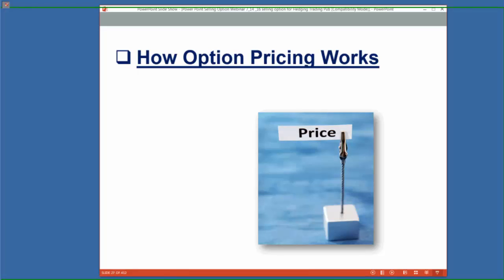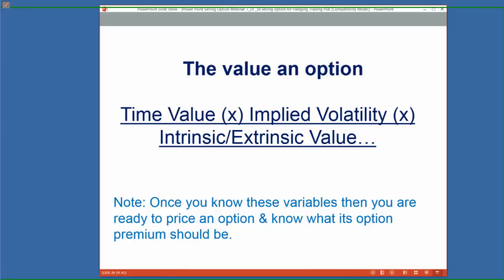that you're going to do using options. Let's go through and look at this option pricing and how these components work, and then we'll look at an example on a distribution curve. But when you look at the value of an option, it's going to again be that time value component times the implied volatility times the underlying, the intrinsic and extrinsic value. And once you know these variables, then you're going to be ready and able to price your option and know what option premium you should probably be paying.